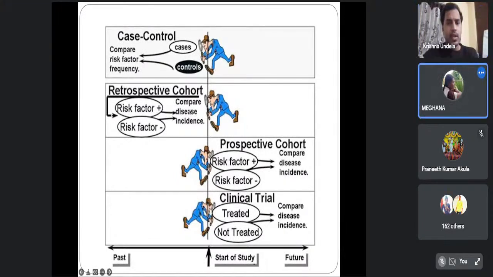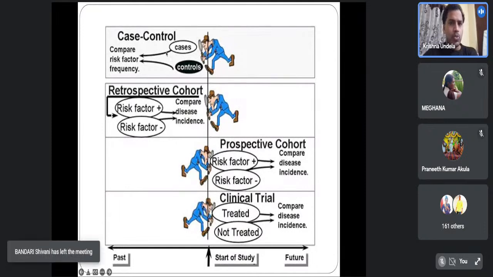Can you repeat once again, sir? Yeah, I'll repeat it. What's going to happen here? We are going to have 2 groups initially, the cases and controls. The cases are those who have the outcome, and the controls are those who do not have the outcome, for example, COPD and non-COPD.